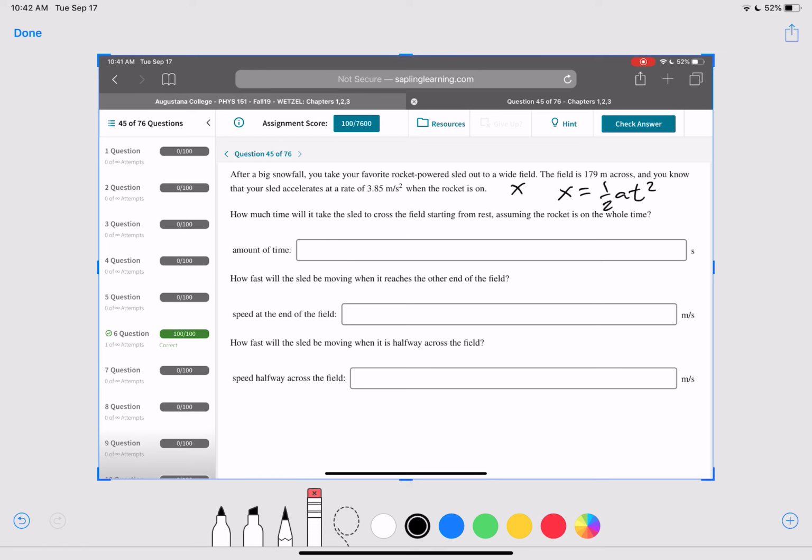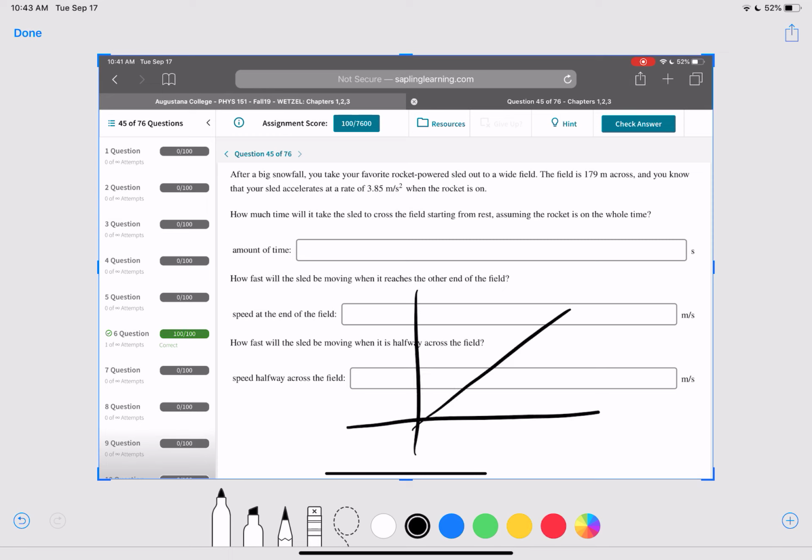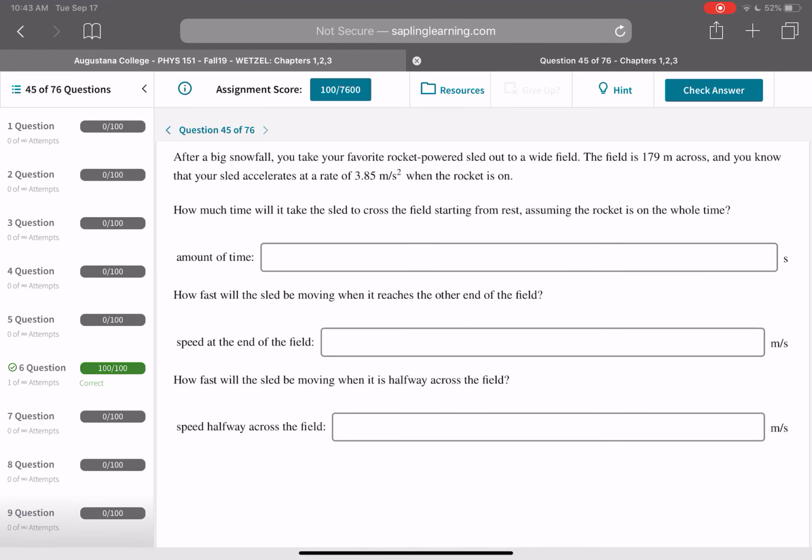And then how fast will it be moving? Once we have our t, v final is going to be at, because our initial velocity is 0. And then how fast will it be moving halfway? We'll just plug in where t is half, and you'll get half your velocity. If you are under constant acceleration, velocity versus time looks like this. So whatever your final and your initial velocity is, halfway you just halve the velocity. Okay, done with that. Delete.